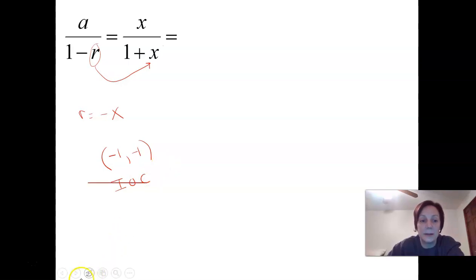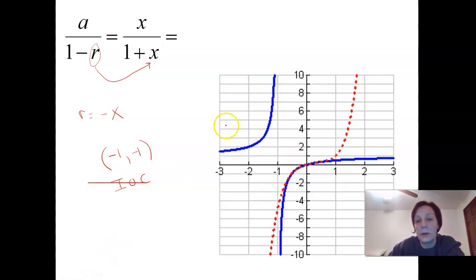IOC. And notice when you look at the graph, again, here's my function. Look at my polynomial. Okay. Between -1 and 1, it's looking pretty good. Outside of that, it's garbage.